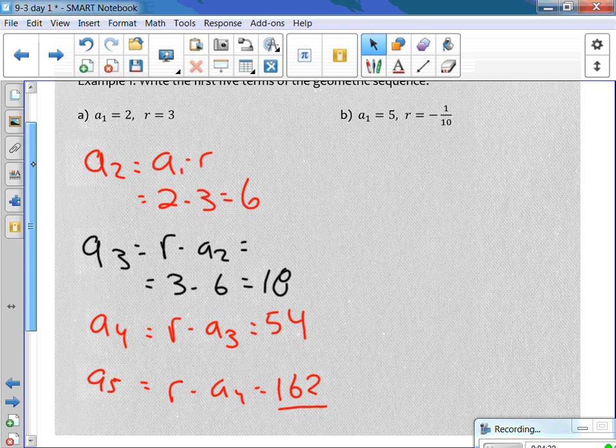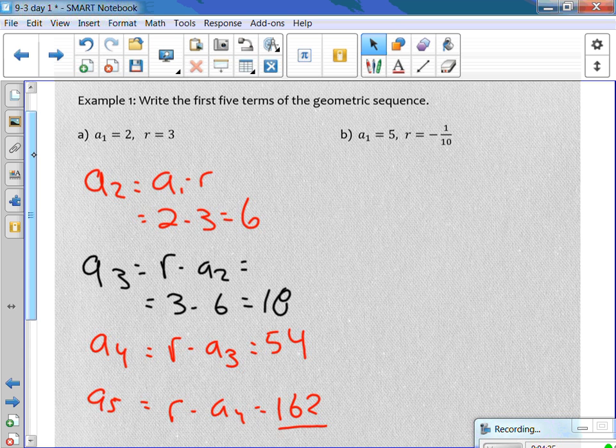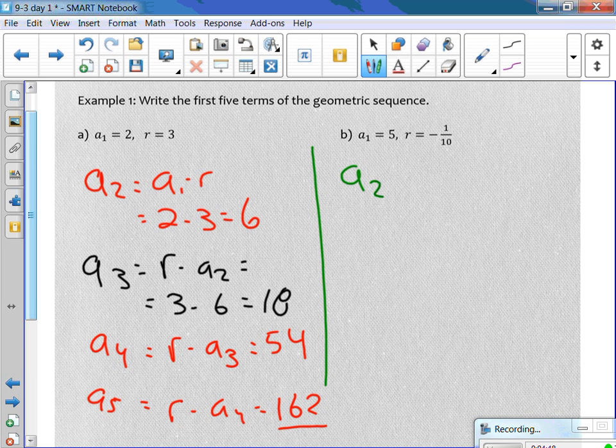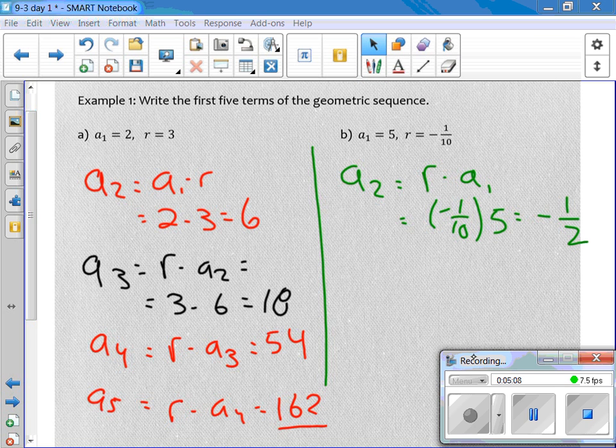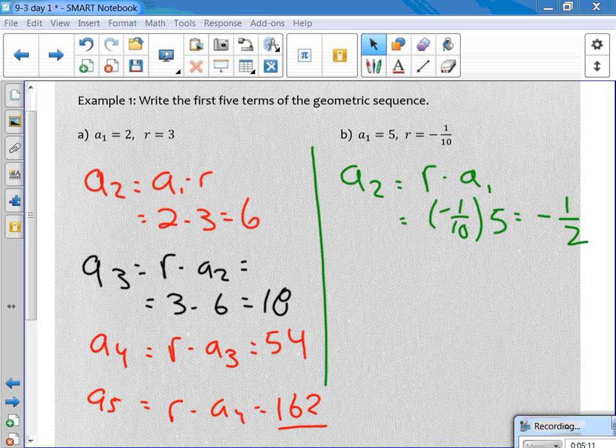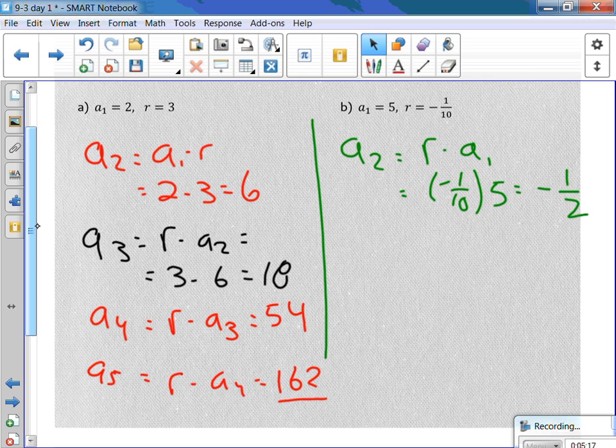All right, here we have A1 is equal to 5. R is equal to negative 1/10. Evelyn? What do we want to do here? So R times A1. So our negative 1/10 times 5. Absolutely, giving us that negative 1/2. So here we came up with A2 equaling negative 1/2. To get our A3, one over 20. How'd you get that?